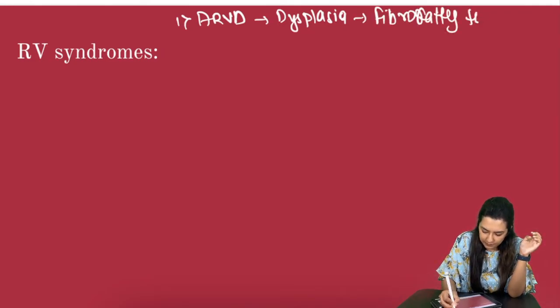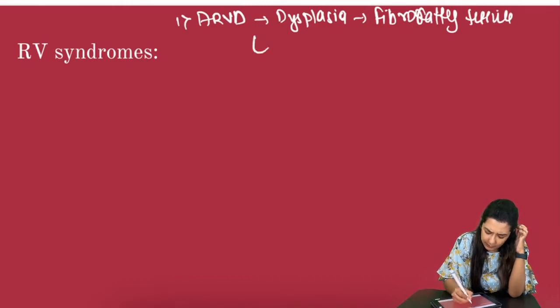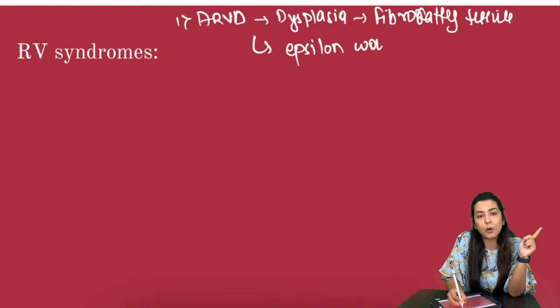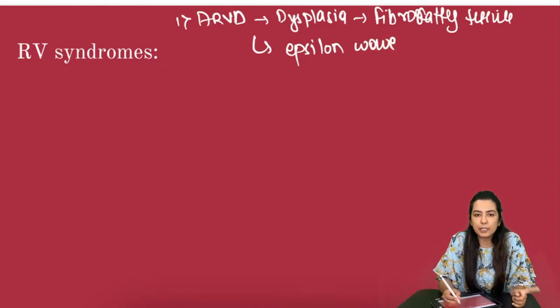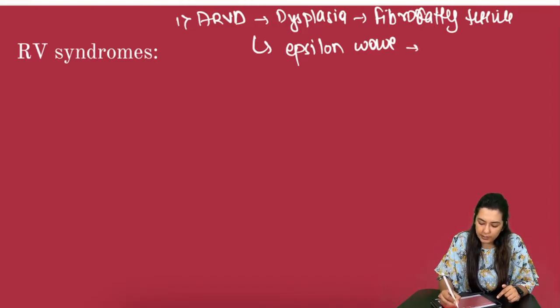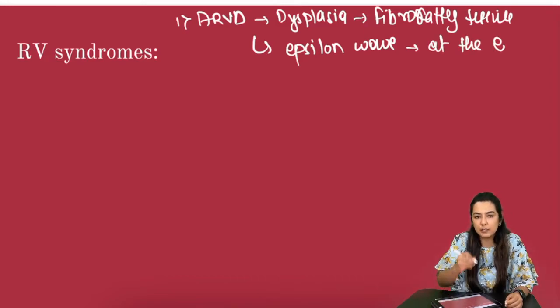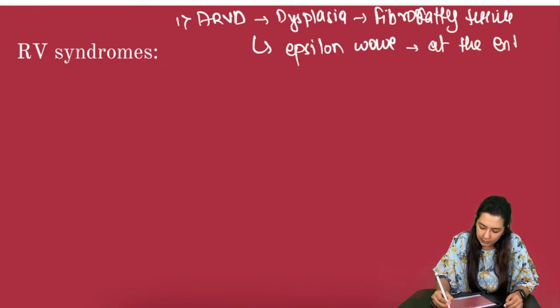There is one classical wave that we see here, the epsilon wave. It is again a positive deflection, but remember I told you hypothermia will also have a positive deflection. That one will be at the J point, and in ARVD this positive deflection will be at the end of the QRS. Sometimes it is also seen in or on the ST segment, so it looks like ST elevation sometimes.